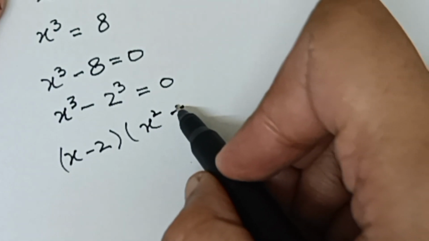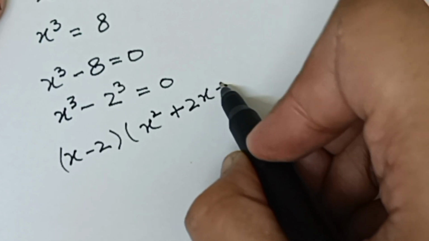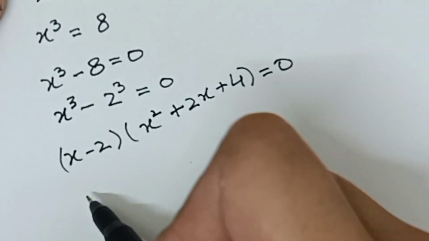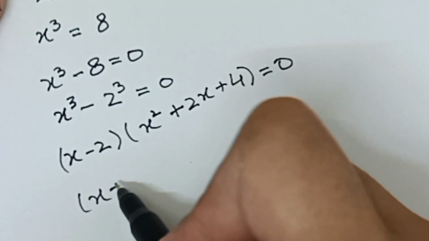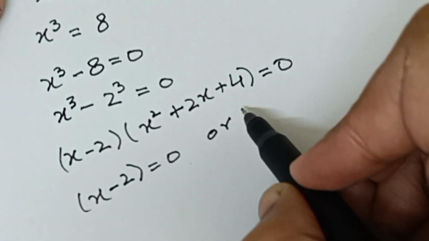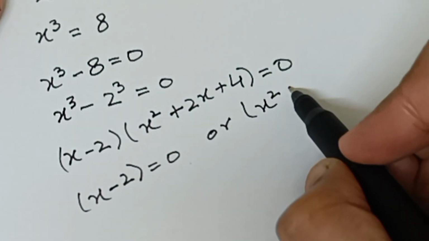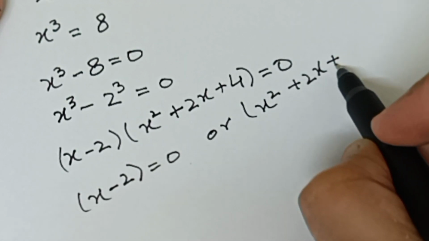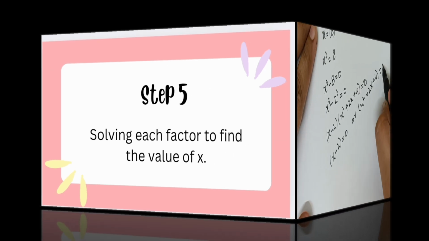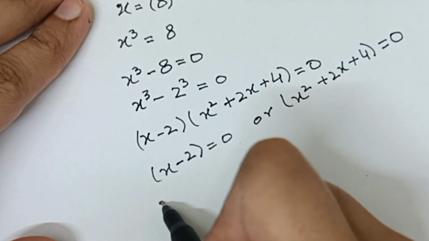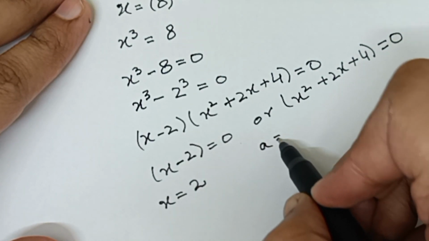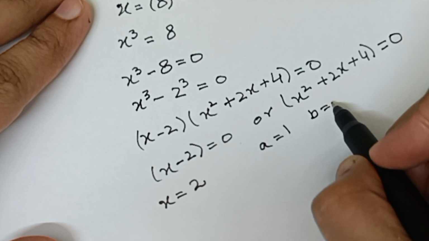So here we have opened the formula of a cube minus b cube, that is equal to a minus b into a square plus ab plus b square. Now we will solve each factor to find the value of x. So when putting x minus 2 is equal to 0, we get the value x is equal to 2, and by putting x square plus 2x plus 4 is equal to 0, we get a quadratic equation in which a is equal to 1, b is equal to 2 and c is equal to 4.